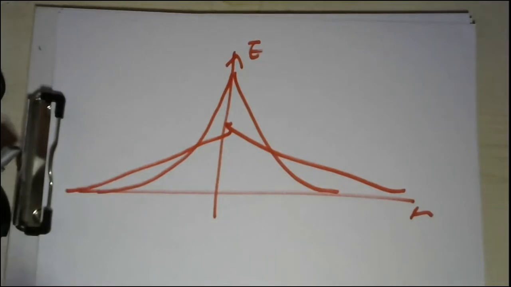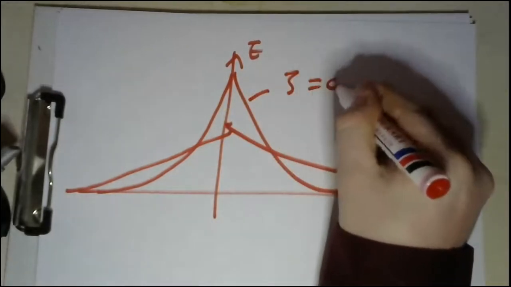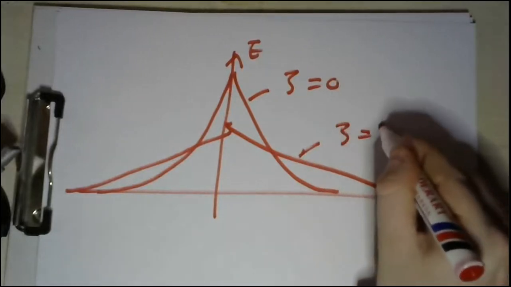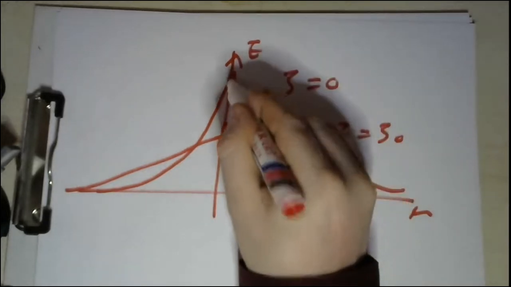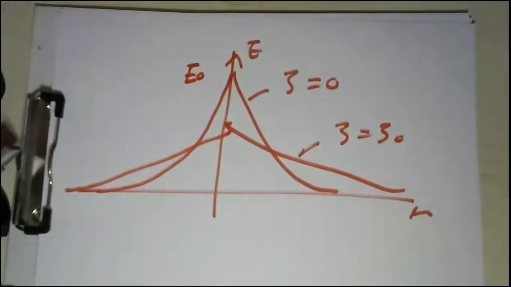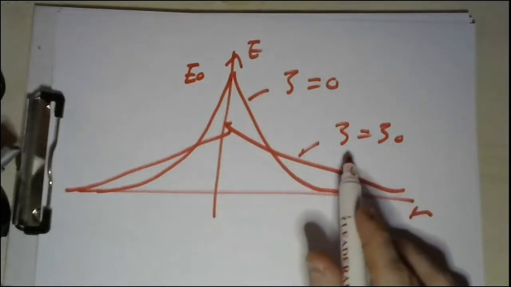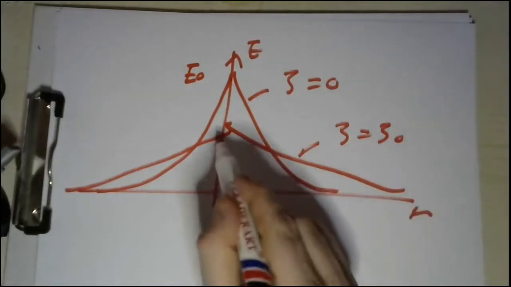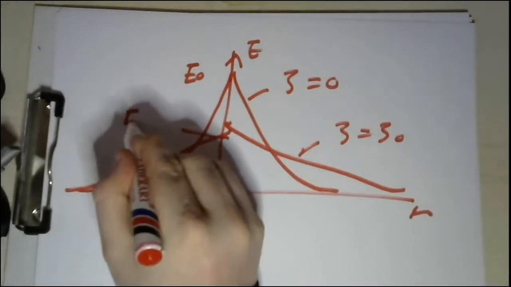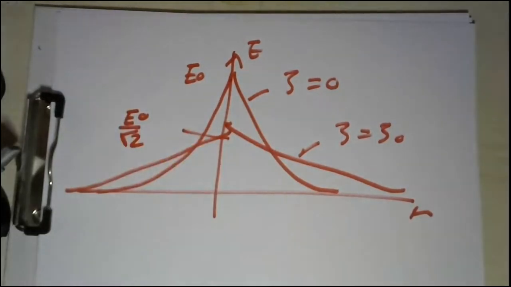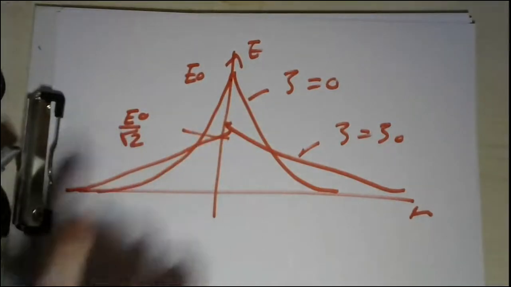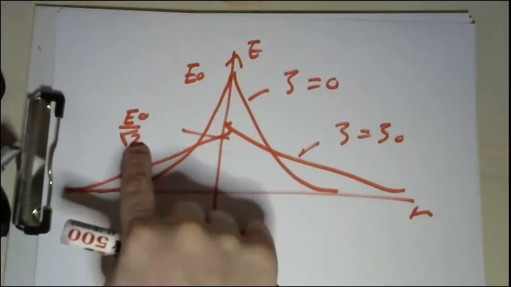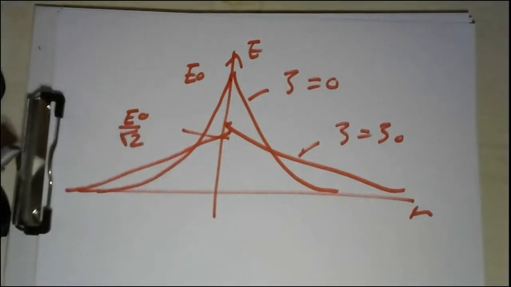What's happening? First, this at Z equals zero, and this at Z equals Z naught. At Z equals zero, the maximum, the peak magnitude was equal to E naught. But after propagation to a distance equal to Z naught, this becomes E naught over root two, which in terms of intensity is half the intensity, because the intensity is the square of the electrical field. So whenever the electrical field is over root two, the intensity is one half.